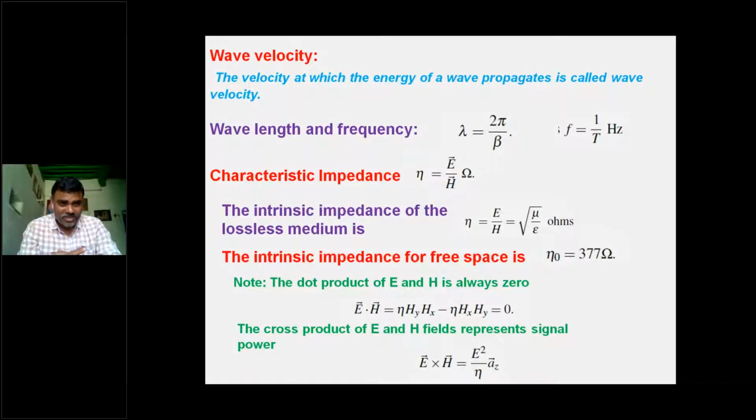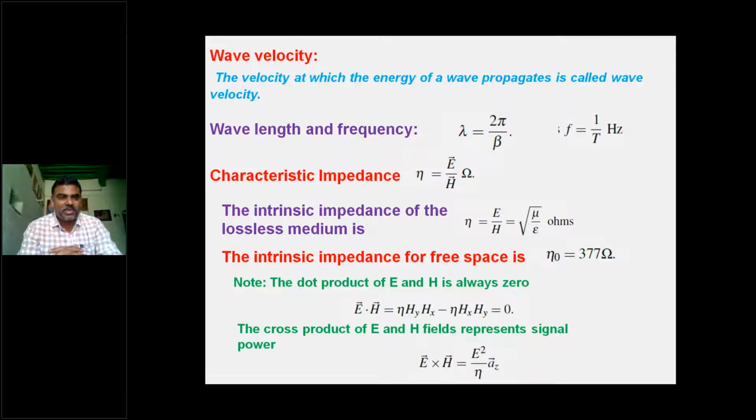Similarly, wavelength. Wavelength means the distance between two maxima points, or the distance to complete one cycle of the sinusoid. Generally that wavelength is represented by lambda, and lambda is given by 2 pi by beta. And you can also represent it in terms of frequency.